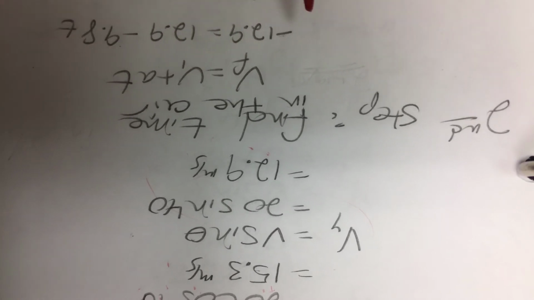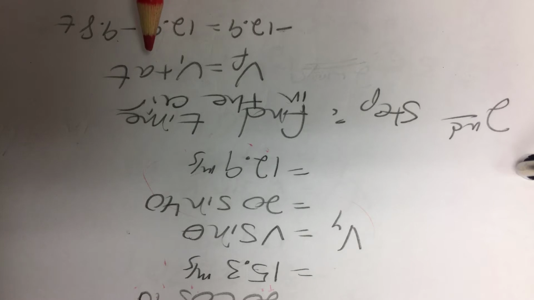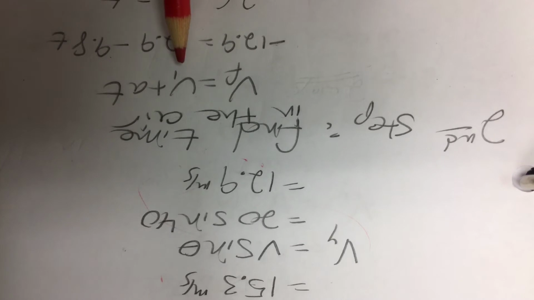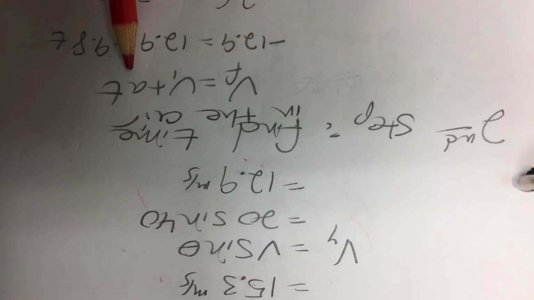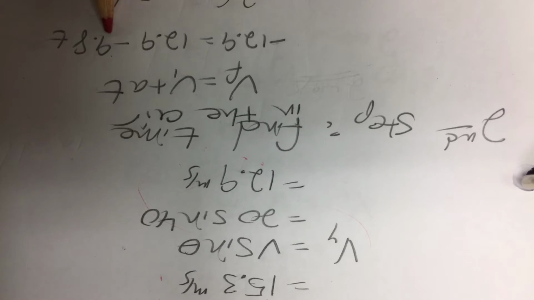Okay, so second step, find the time of flight. There's two ways of doing it. One is using the equation vf equals vi plus at. The vf is the final velocity up and down, which is going to be downwards 12.9. And then the vi is the initial velocity upwards, positive 12.9. The acceleration, the change in these velocities, is by gravity, so the acceleration is negative 9.8 times the time.